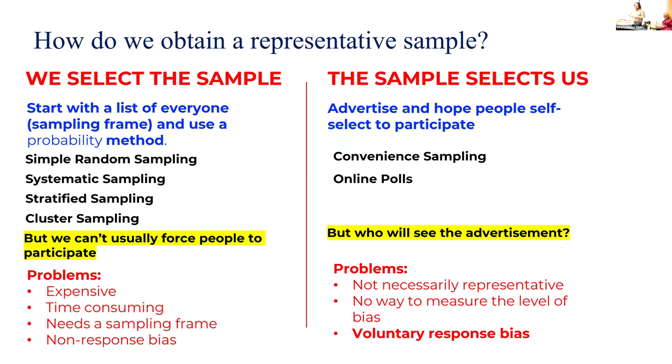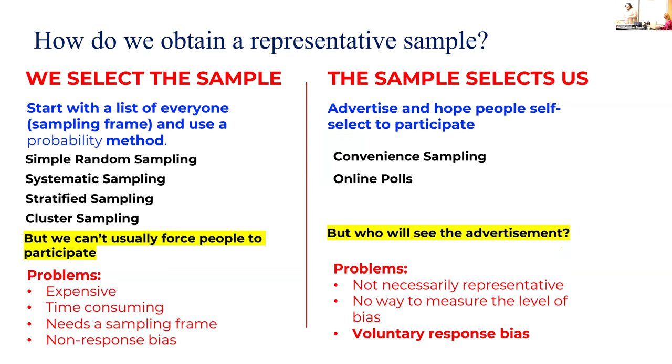and we will go and ask them and get a sample. Now that sounds all good in a nice, perfect world, but we can't force people to participate in our surveys. In fact, it's usually unethical to coerce people to participate in our samples. And so even what we call a probability sample suffers from a thing called non-response bias.